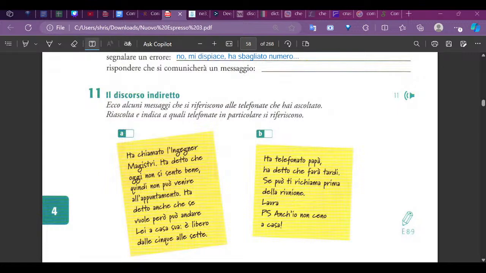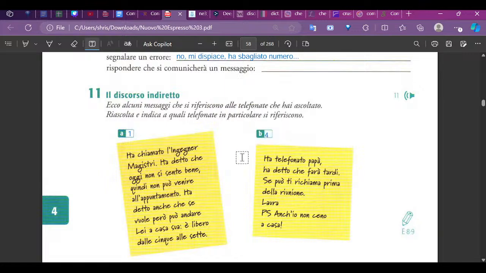Traccia 11. 1. Le nostre linee sono momentaneamente occupate. Restate in attesa per non perdere il turno. Pronto, studio Moretti. Buonasera, mi passa il dottor Moretti, per favore. Chi lo desidera? Sono l'ingegner Magistri. Ah, buonasera, ingegnere. Buonasera. Senta, il dottor Moretti è impegnato sull'altra linea. Vuole che la faccio richiamare? No, non importa. Gli dica che oggi non mi sento bene, quindi non posso venire all'appuntamento. Se per il dottore va bene, però, può venire lui a casa mia. Sono libero dalle 5 alle 7. Ah, va bene. Glielo dico io. La ringrazio.